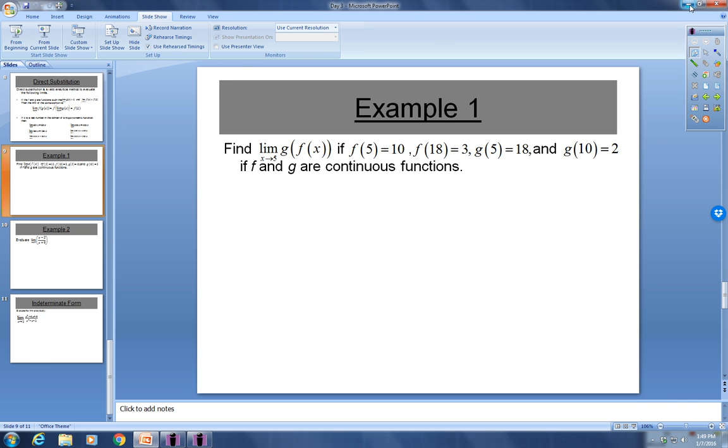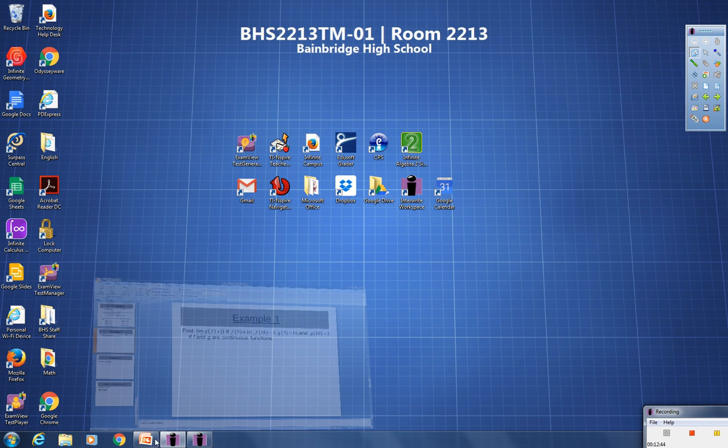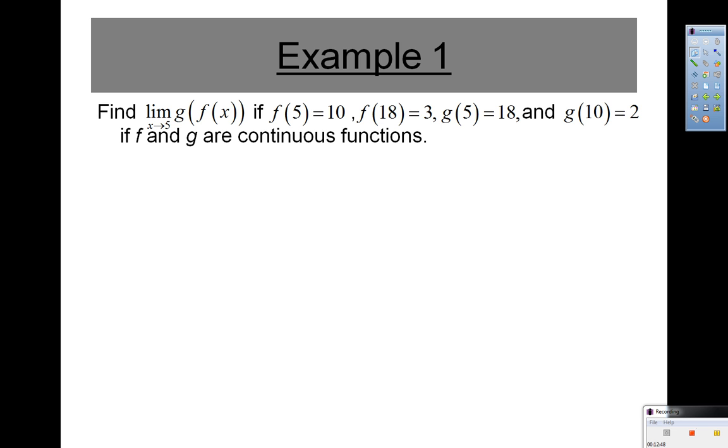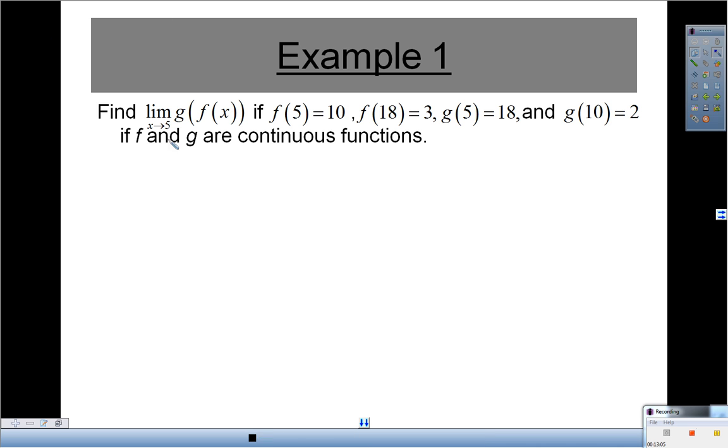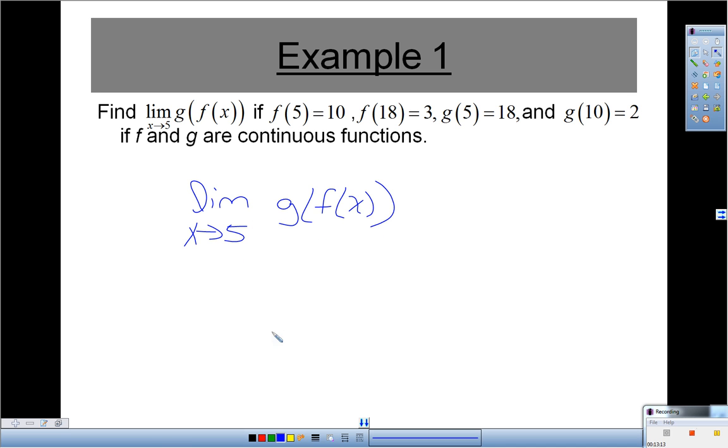Alright, for this example, it says find the limit of g of f of x as x approaches 5 if f of 5 is 10, f of 18 is 3, g of 5 is 18, and g of 10 is 2, if f and g are continuous functions. Now I know that's a lot to look at, so I'm just going to look at what the problem actually wants us to find. It wants us to find the limit of g of f of x as x approaches 5.